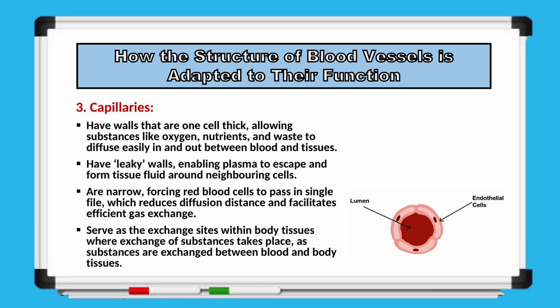Essentially, capillaries serve as the primary sites of exchange within body tissues, where vital substances are transferred between the blood and the cells. Structurally, they consist of a lumen for blood flow and a single layer of endothelial cells forming the wall, which facilitates this essential exchange process.